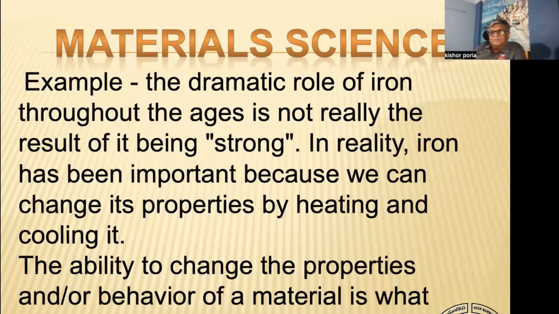In reality, iron is important because we can change its property by heating as well as by cooling, by carving and so on. The ability to change the properties and behavior of a material is what makes a material useful, and these are the heart of material science. So in material science, the manipulation of the structure and the property is possible by changing the different parameters. We can avail the different properties.